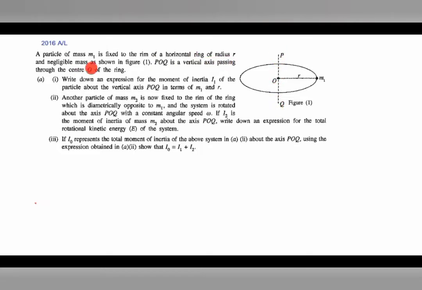Part A, question number 1. Let me read it out: write down an expression for the moment of inertia I1 of the particle about the vertical axis PQ in terms of m1 and r. Moment of inertia is a property of an object revolving around a circular path. You may already know what it is, or you may not.